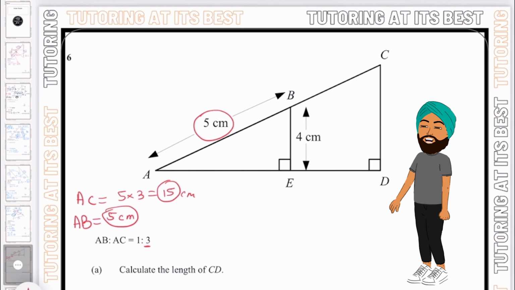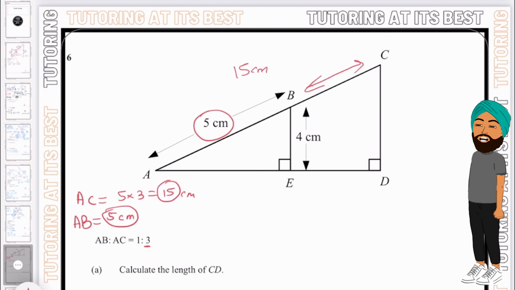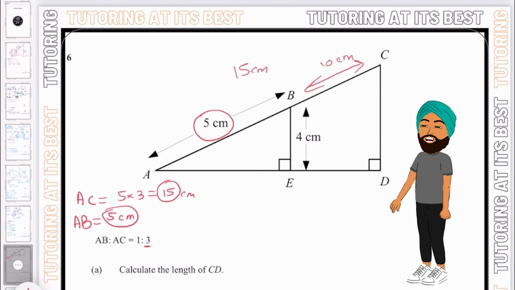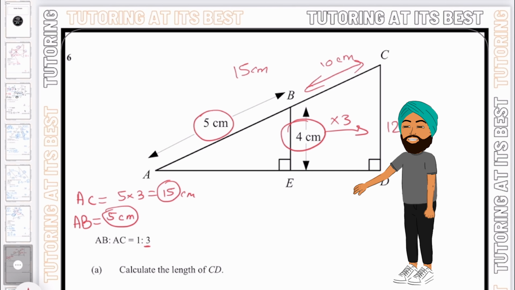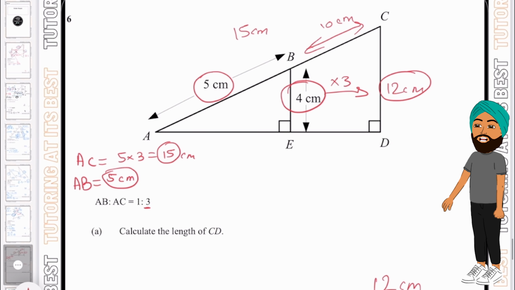So now I know that the larger one is going to be 15 centimeters, which means B to C is going to be 10 centimeters. But now they're asking us for C to D. So now I know my scale factor is going to be timesing by 3. Let's now go ahead and multiply our 4 by 3. And that gives us 12 centimeters. So now we know the length of CD is 12 centimeters.